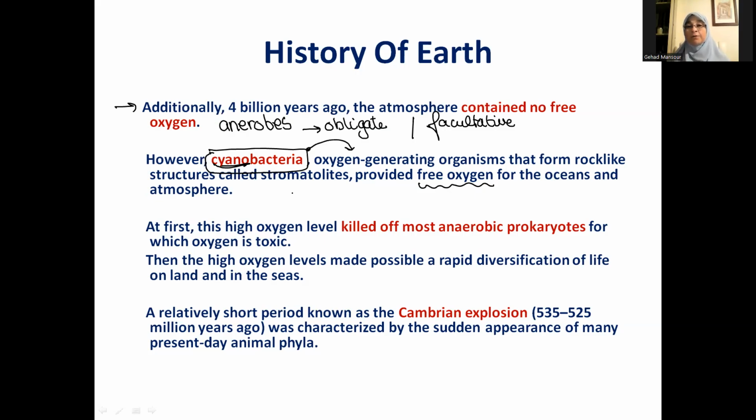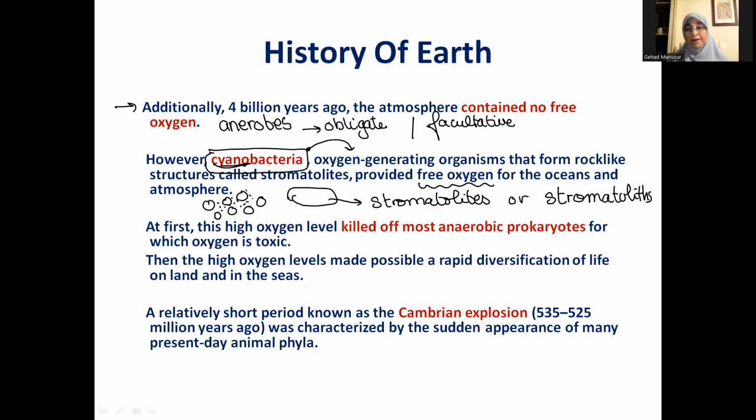And those cyanobacteria form rock-like structures that are called stromatolites, or stromatoliths, and these are rocks that are made of particles of sand that are glued together by a gluey substance that is secreted by the cyanobacteria. And so they are a very specific type of rocks whose formation is induced by cyanobacteria. And cyanobacteria are usually found on the surface of those rocks.